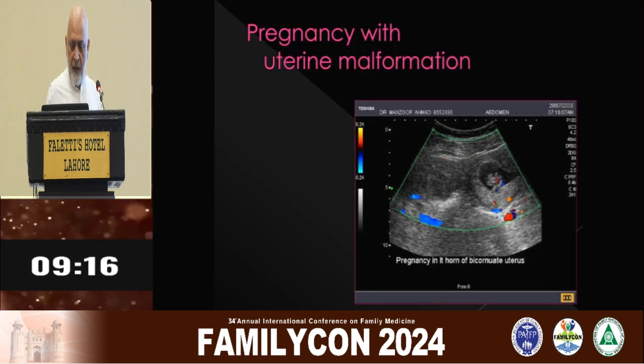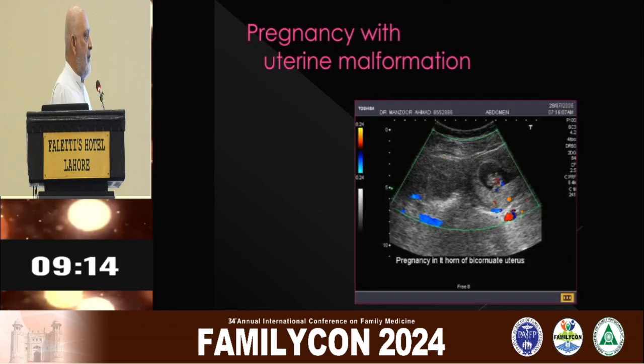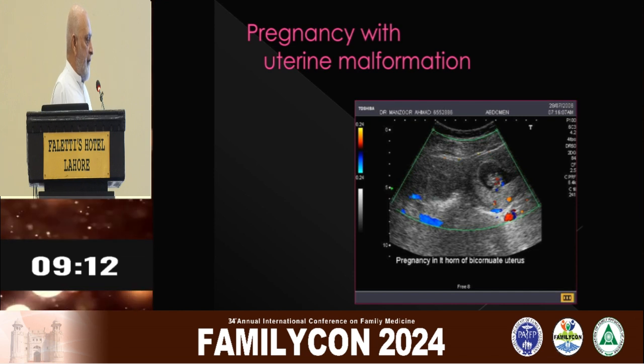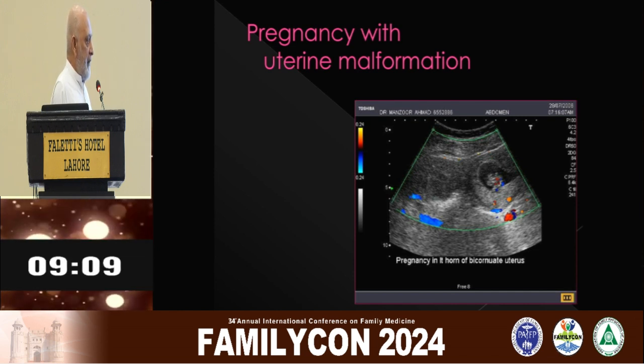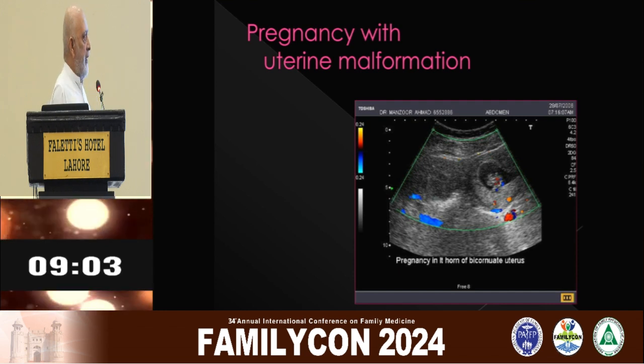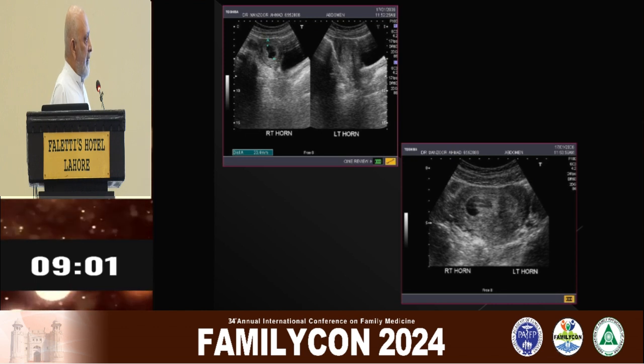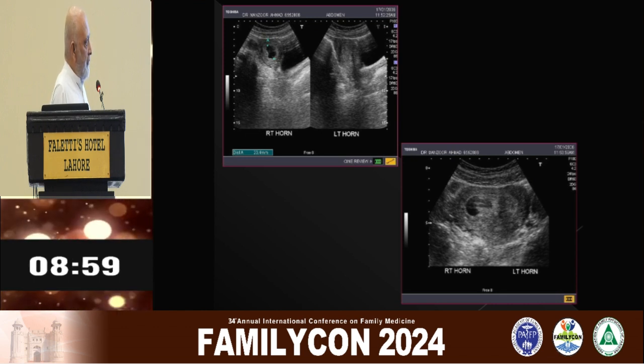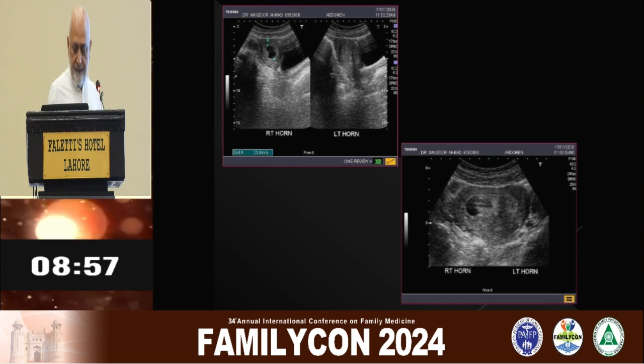And sometimes there is uterine malformation. There are two horns, right and left. The left horn has pregnancy and the right is empty. So the patient may present with bleeding per vagina in this case. In other patients with pregnancy in one horn of the uterus, the other is empty.